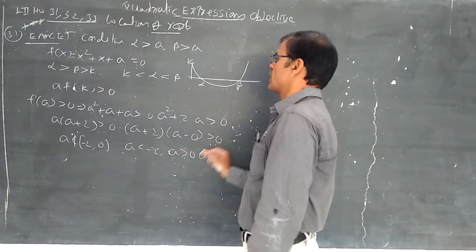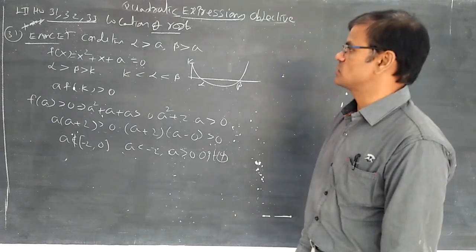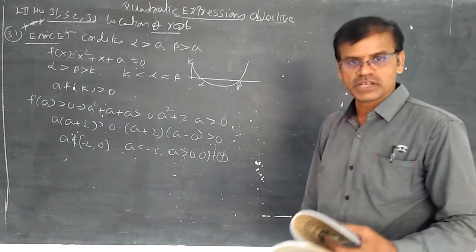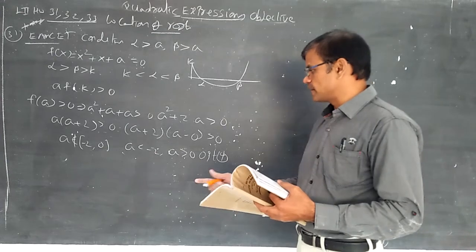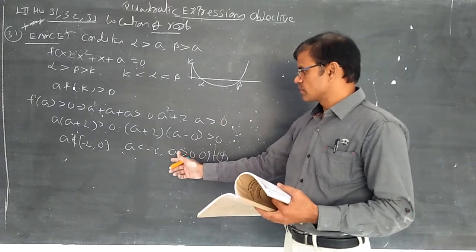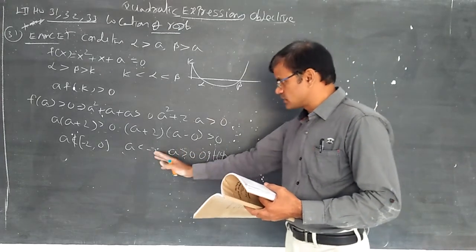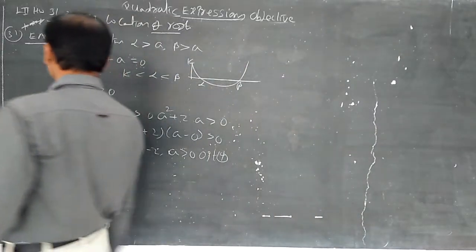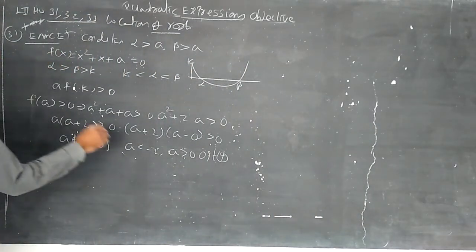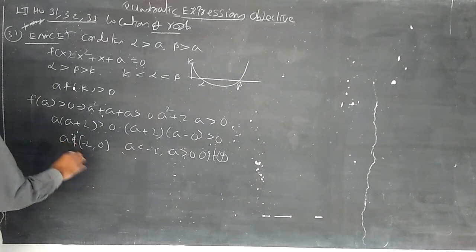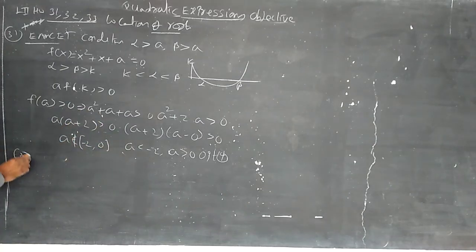Otherwise, you can take delta greater than 0 also. Whenever delta greater than 0, a square minus 4a greater than 0, a into a minus 4 greater than 0, a greater than 4, like this. Greater than 4 is not possible, this is the common one. Now for this one, delta greater than or equal to 0 chance is there. Simply you can leave it.